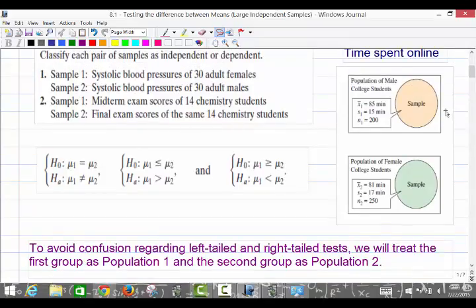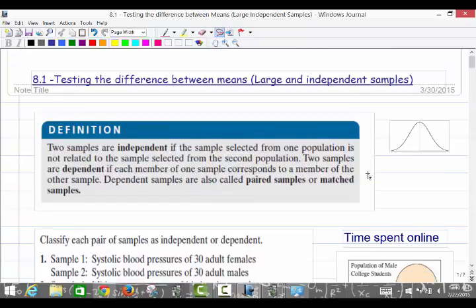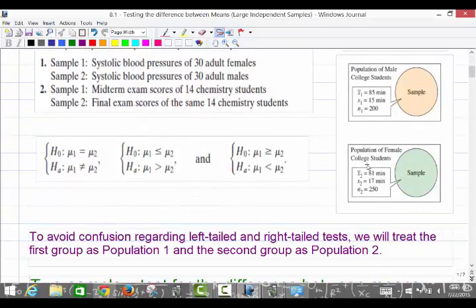Here's an example over on the right of time spent online. This would be two independent samples. The average of males here is 85 minutes, standard deviation is 15, and we had a sample size of 200. For the females, their average was 81 minutes, standard deviation was 17, and their sample size was 250. Going back to what we talk about as large in the title, large generally means more than 30. Really, the larger the better. 30 is not ideal, but that's the cutoff point that we use for the Z distribution.